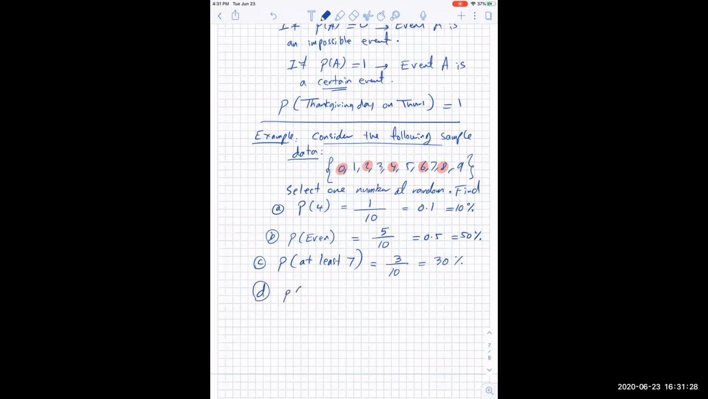Probability of at most 4. The number that I get is at most 4. That means 4 or less. 0, 1, 2, 3, 4. So what is it? 5 out of 10, 50%. Yes.